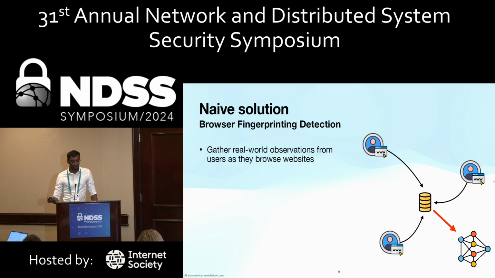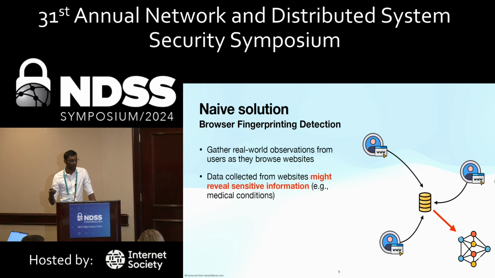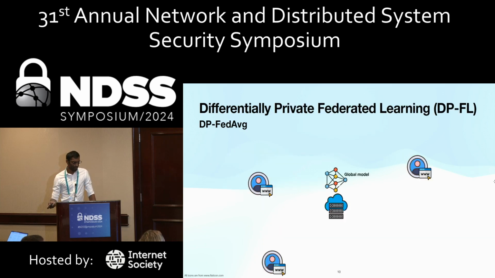Now, one way to solve this problem of missed fingerprinting scripts is to just gather real-world observations from users as they browse the websites. However, as the data collected might contain sensitive information, this might affect users' privacy in practice. This is where differentially private federated learning comes in. DPFL is an approach of learning from the private information of many participants without revealing the underlying raw data to a centralized server. One of the famous algorithms for doing so is dpFedAverage.